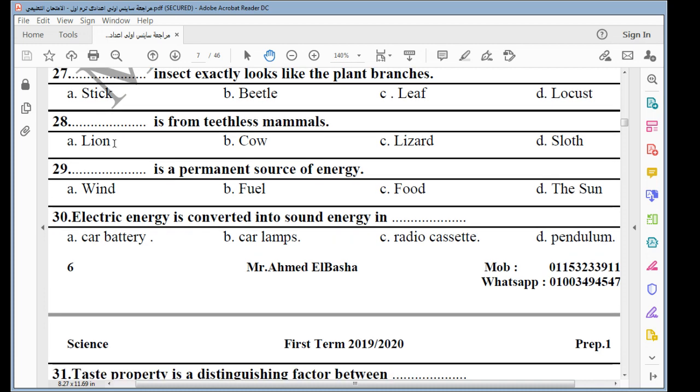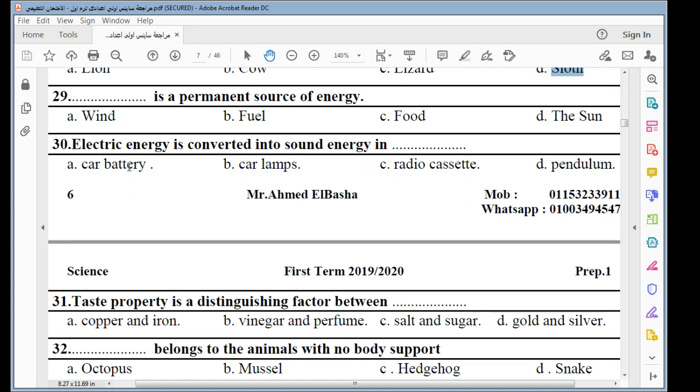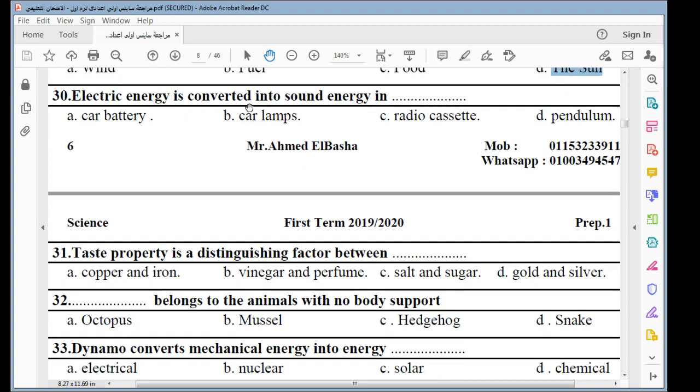Number 28 space is from teethless mammals. teethless mammals طبعا الايه؟ السلوث، حيوان الكسلان، سلوث. 29 space is a temperature is a permanent source of energy. طبعا دي معروفة ايه؟ the sun. Okay. Number 30 electric energy is converted into sound energy in. تمام radio cassette.